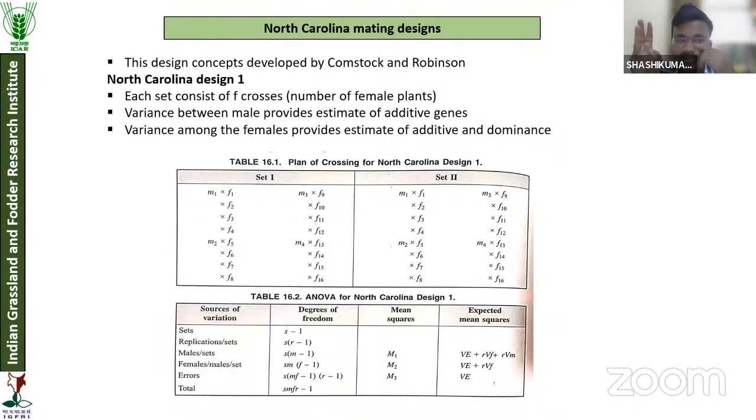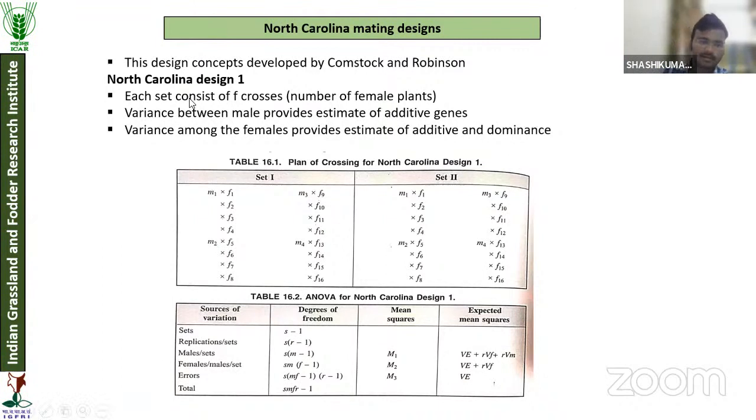Here they have proposed three designs, where from the F2 population, using pairs from the F2 population and P1, P2, and having some crosses between these lines, you derive the trait value and the gene action involved in the trait.